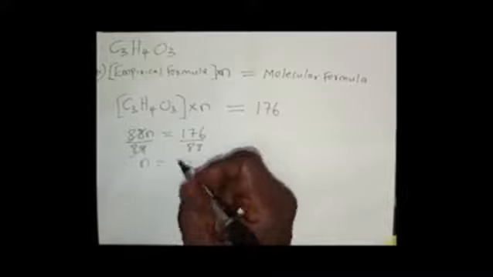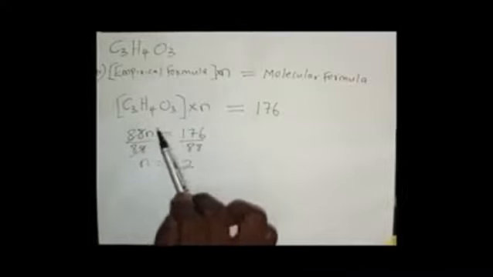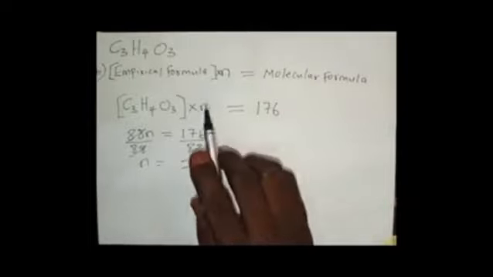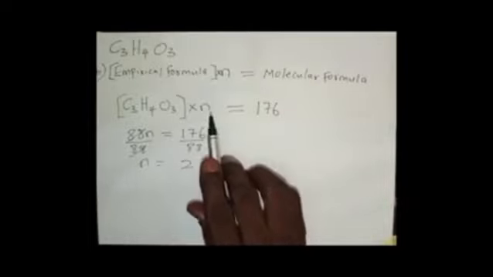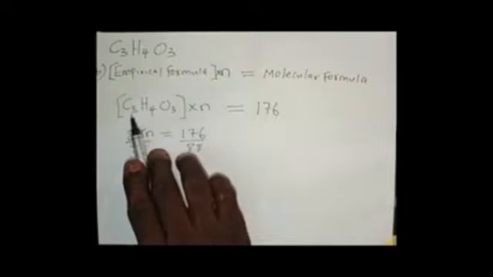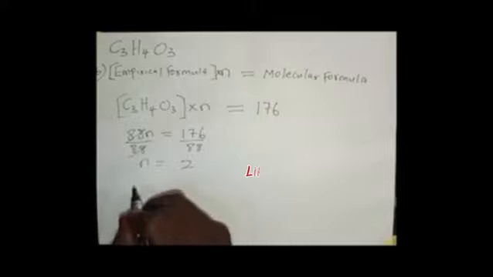What does that mean? That simply means that 2 units of the empirical formula makes up the molecular formula. So meaning that if you add up the empirical formula twice, that gives you the molecular formula. So how do we now get the molecular formula? Now I'm going to be replacing my N value here with 2. And while I'm doing my multiplication, I'm going to be multiplying the subscripts.